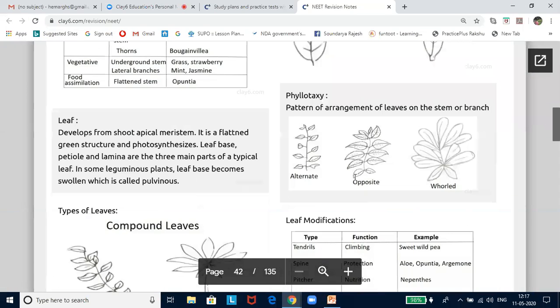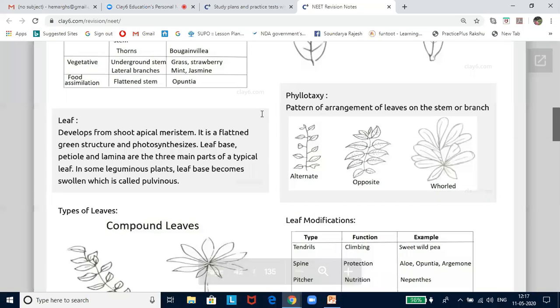Now let us get back to the leaf. Now the leaf develops from the shoot apical meristems. It is a flattened green structure, and it is the chief organ for photosynthesis. You are all very familiar with the diagram and those plants.